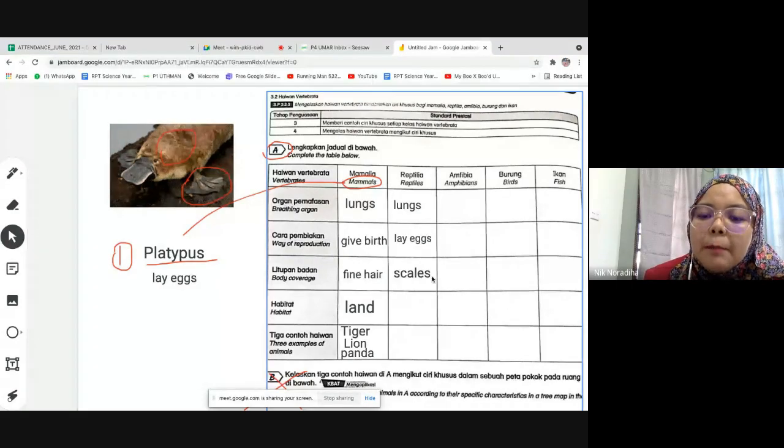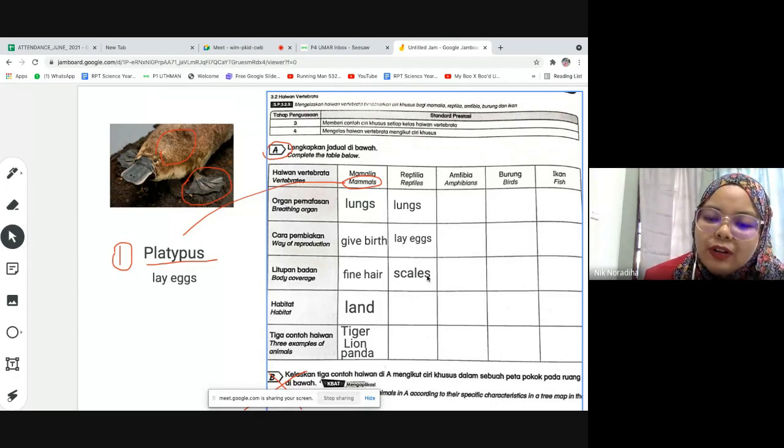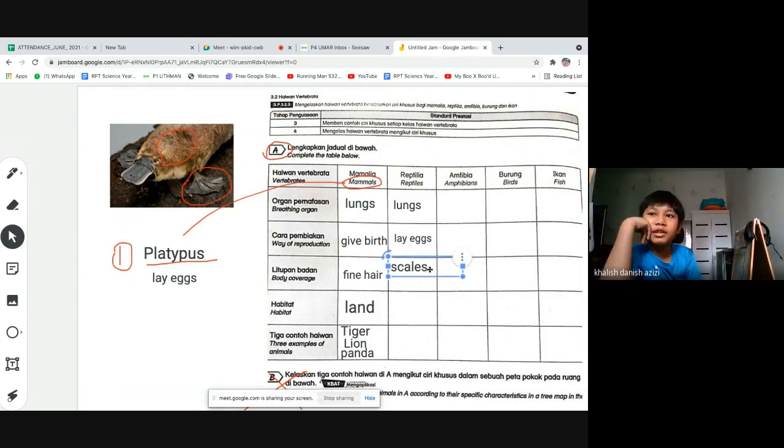S-C-A-L-E-S, scales. But some of the reptiles, their body is covered with hard skin. For example, alligator and crocodile, right? They have hard skin or scales, okay? So alligator and crocodile are the same, right?